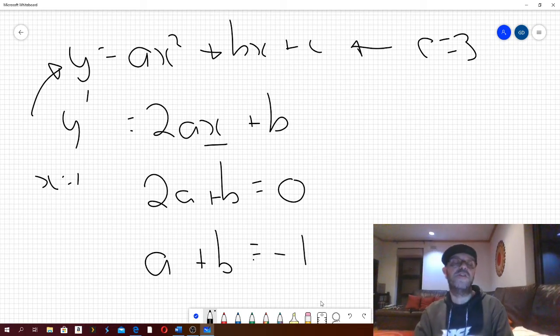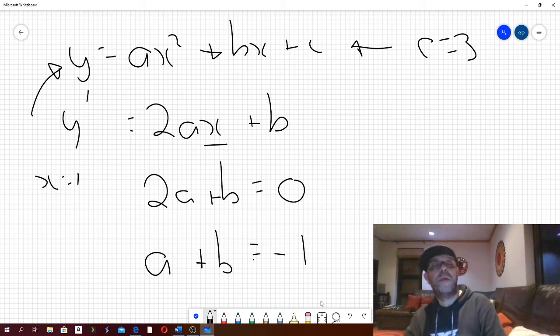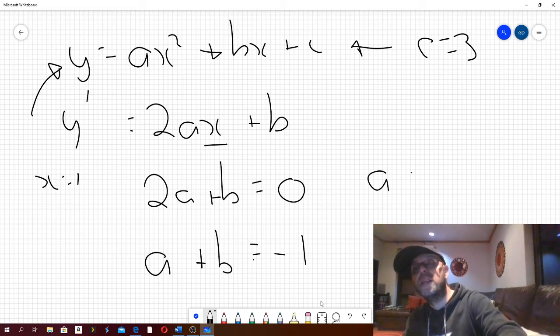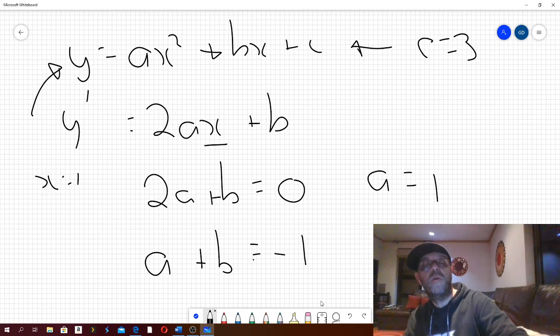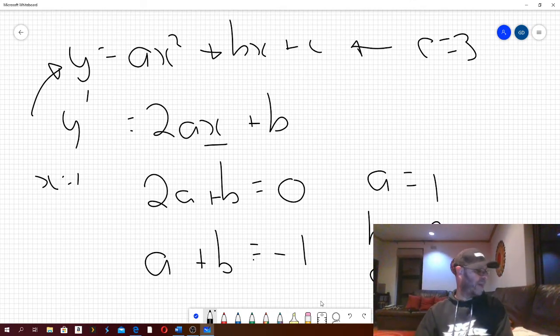Okay, and now I can just do a simple subtraction. 2a minus a is a, 0 minus minus 1 is plus 1, so the a comes out as 1. And if a is equal to 1, 1 plus what equals minus 1, the b must be minus 2. There, I've got my 3 answers, okay, for a, b, and c.